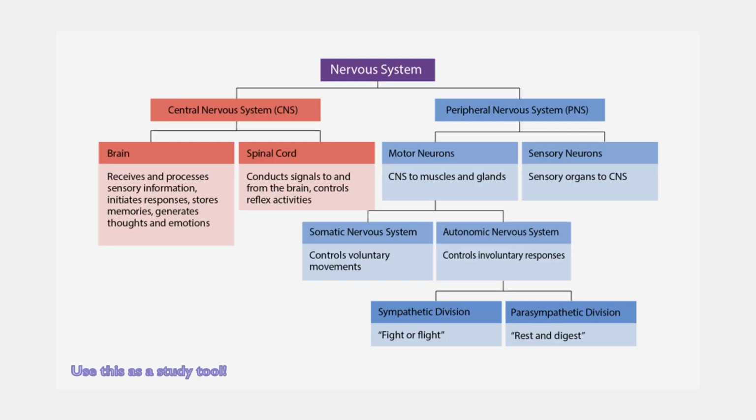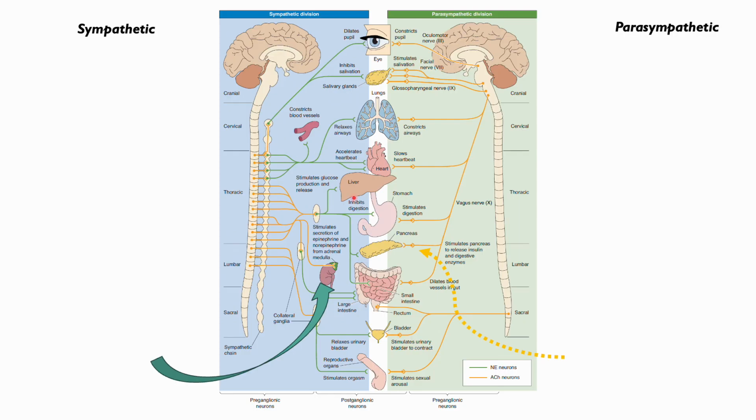Along with the handout I created for y'all with the different nervous systems and how they come together, you can use this as a study tool to show the connection between the central nervous system and the peripheral nervous system. So this image is showing us the sympathetic and parasympathetic divisions of the autonomic nervous system. Now, I know this looks like a lot of information, so first we're just going to start by talking about the sympathetic division here in blue.